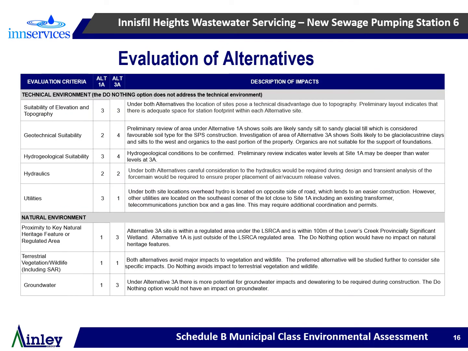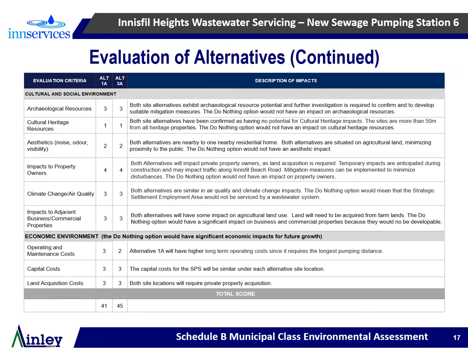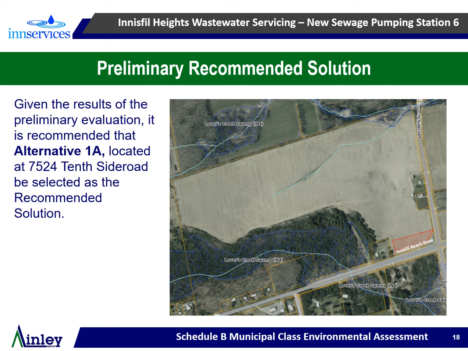Evaluation of alternatives. The evaluation matrix provides the results of the aforementioned evaluation. This slide examines the potential impact of each alternative in consideration of the technical environment and the natural environment. This part of the matrix evaluates the cultural and social environment as well as the economic environment. Based on the results of the evaluation, Alternative 1A provides less potential for impacts than Alternative 3A. Based on the results of the preliminary evaluation, the recommended solution is Alternative 1A, located at 7524 10th Side Road.